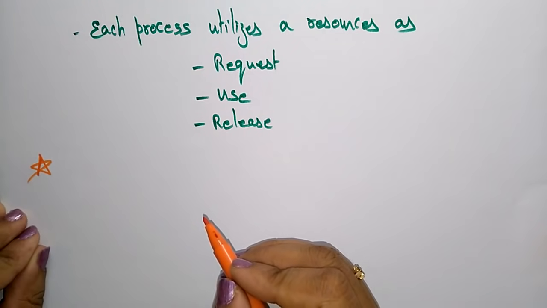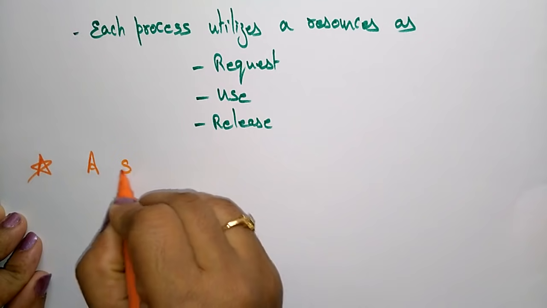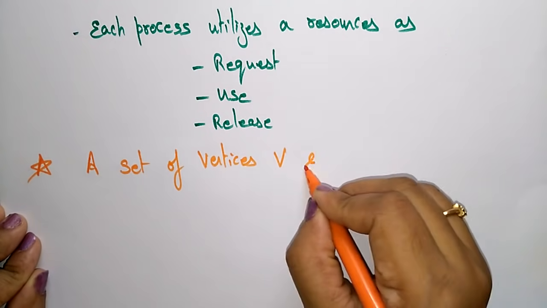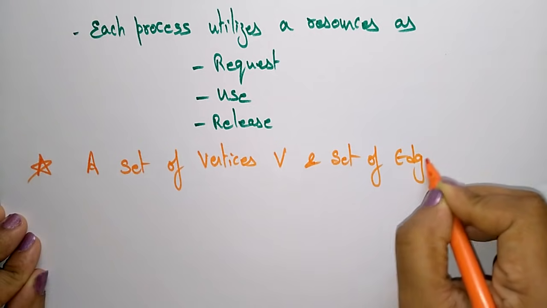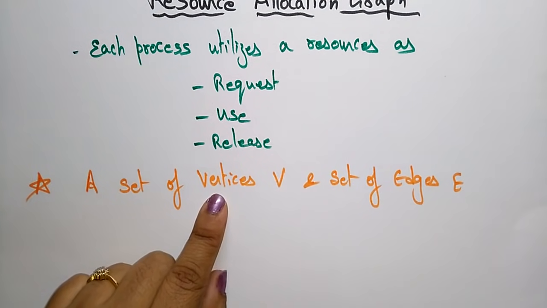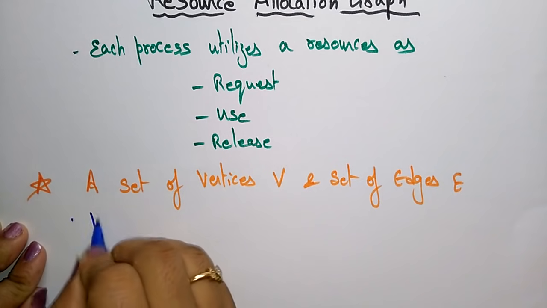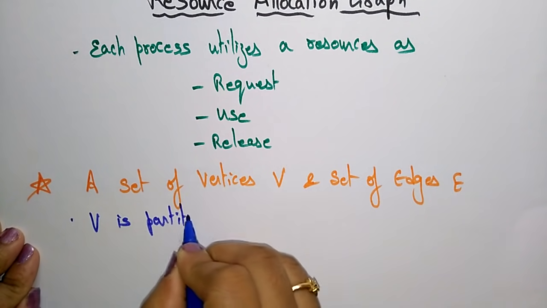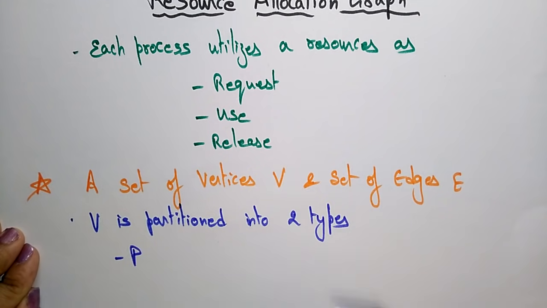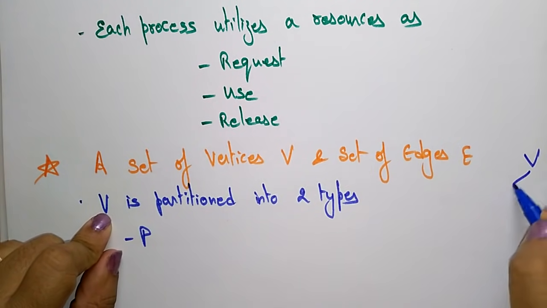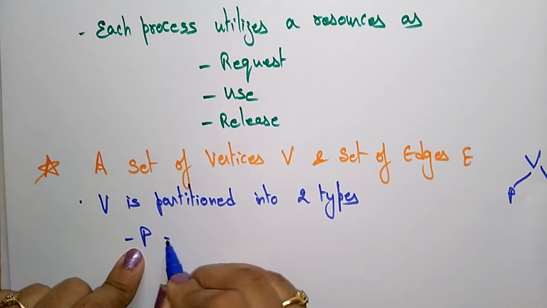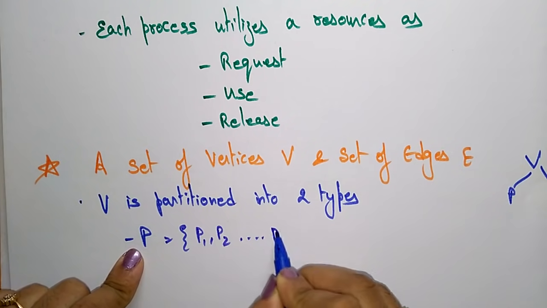A resource allocation graph consists of a set of vertices V and a set of edges E, and V is partitioned into two types. The vertices V are divided into two types, one as P and another as R. So P is nothing but processes. It consists of the set of processes P1, P2 up to PN.